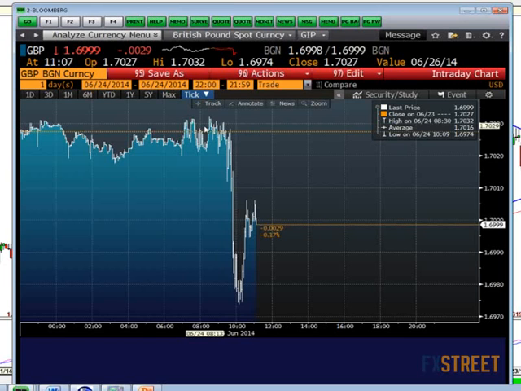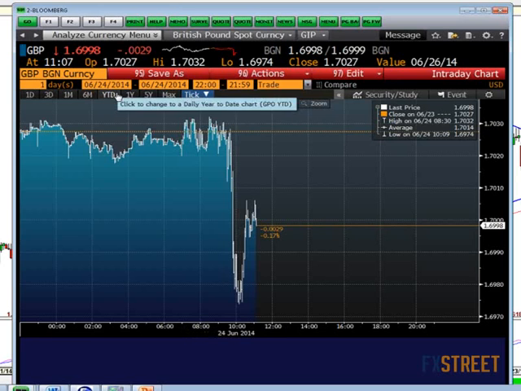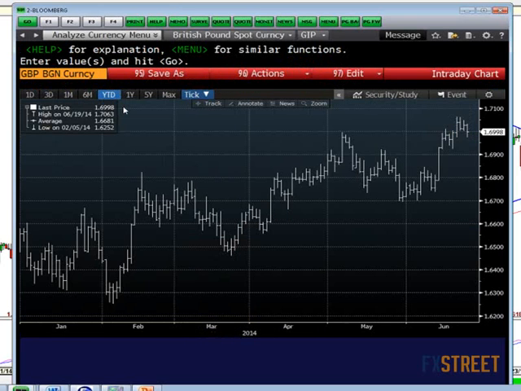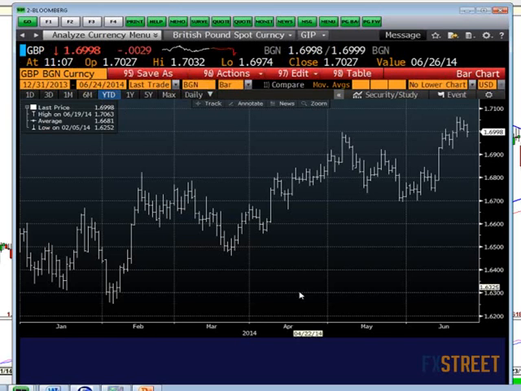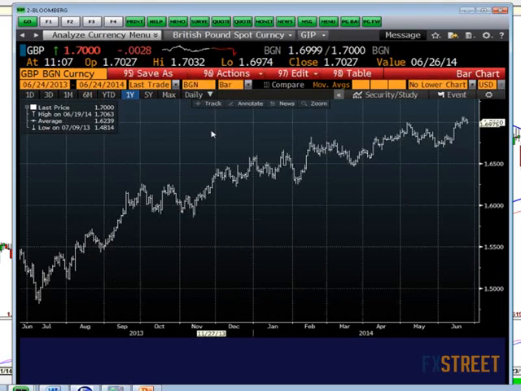we still think that cable is looking good. Certainly this is just a mini pullback. It looks very steep in this kind of hourly chart, but it's not really in the big picture of things. It really isn't. If we look at it year to date, as you can see, that's a really nice uptrend still in place, and this is just a very normal pullback. 170 was always going to be a bit of a struggle.